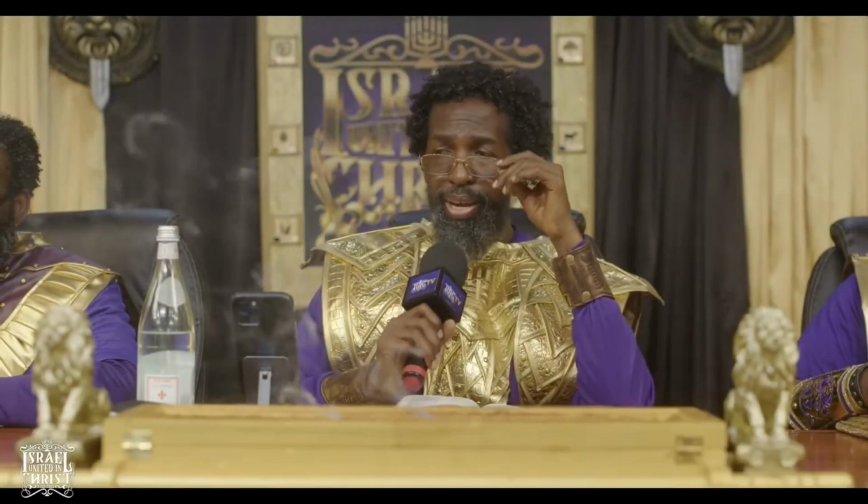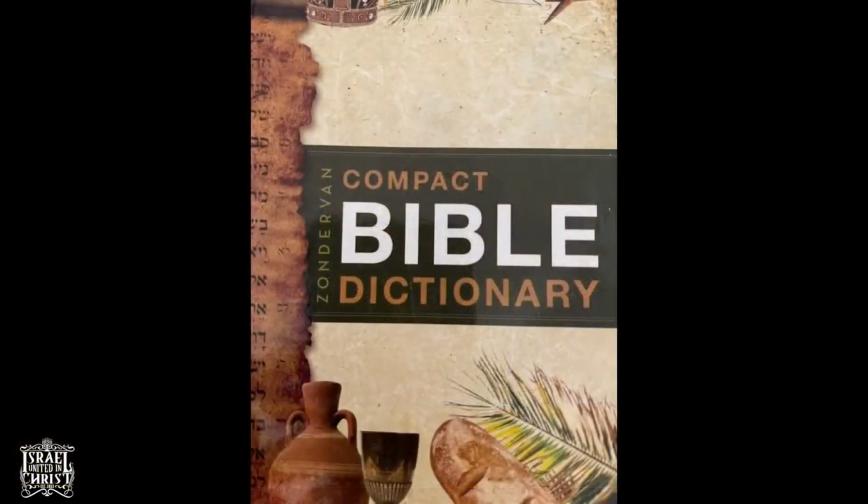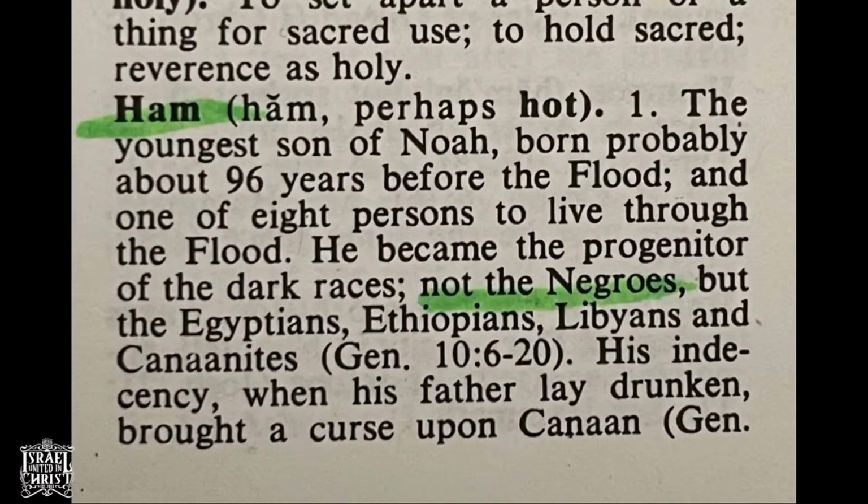We're still talking about the sons of Ham. All right, give me the next page. Can we read that? Yes, sir. This is the Zondervan Compact Bible Dictionary. Ham, the youngest son of Noah, born probably about 96 years before the flood, and one of the eight persons to live through the flood. He became the progenitor of the dark races. He became the father of the dark races. Not the Negroes. He's not the father of the Negroes. But the Egyptians, Ethiopians, Libyans, and Canaanites.